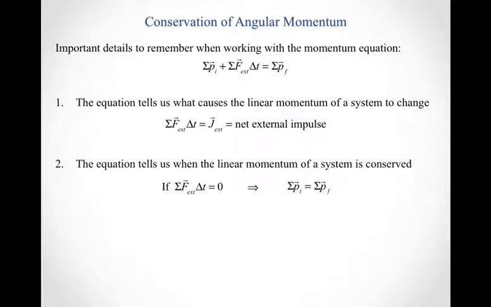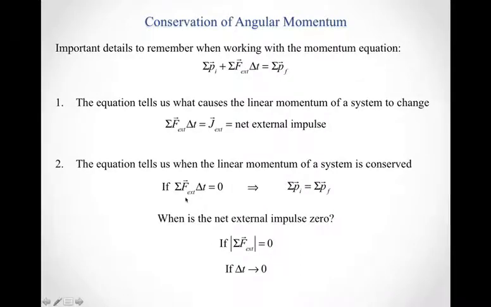Well, this also tells us under what conditions the linear momentum of our system is conserved. So if you make that net external impulse zero, then that means this term goes away and you're simply left with the total initial linear momentum is equal to the total final linear momentum. That's conservation of linear momentum. So what are the conditions under which this net external impulse term disappears? Well, one is if the net external force is zero. If there's no net external force, then it can't cause a net external impulse. The other is if the time you let that force act is effectively zero.